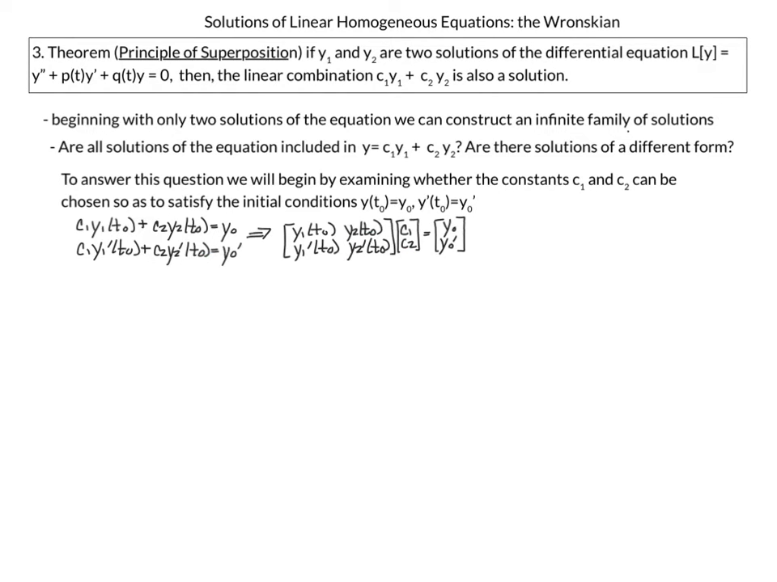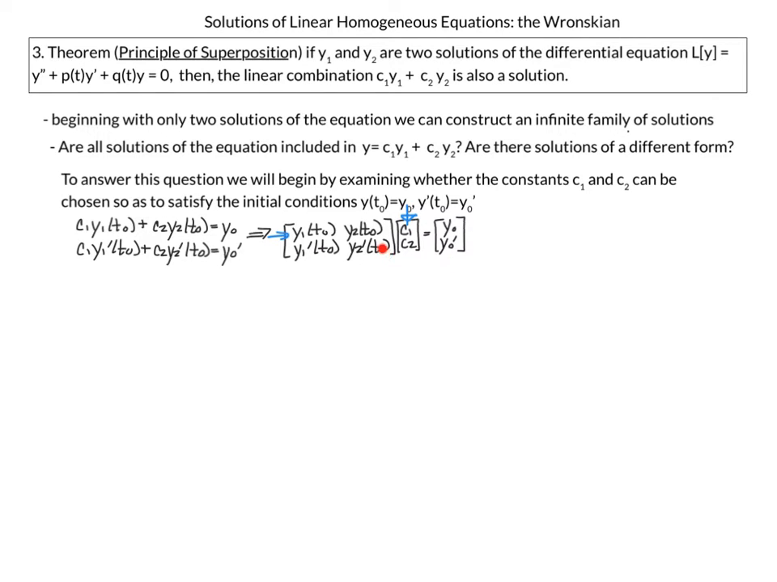And if you remember how to multiply a matrix times a vector, it's essentially this row dot this vector is equal to this first element of this vector. The second element is equal to the second row dot this vector. So looking at this y naught here, again, it's the first row dot this column. So y1(t naught) times C1 plus y2(t naught) times C2. So that's this equation here.